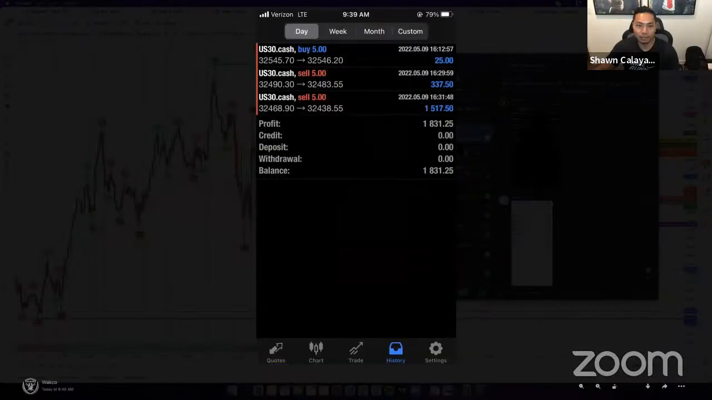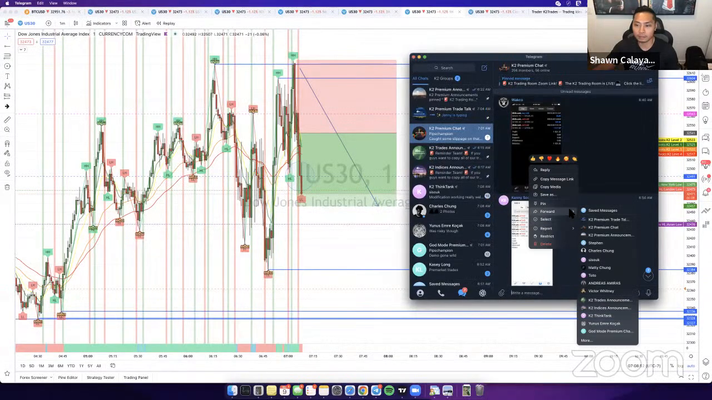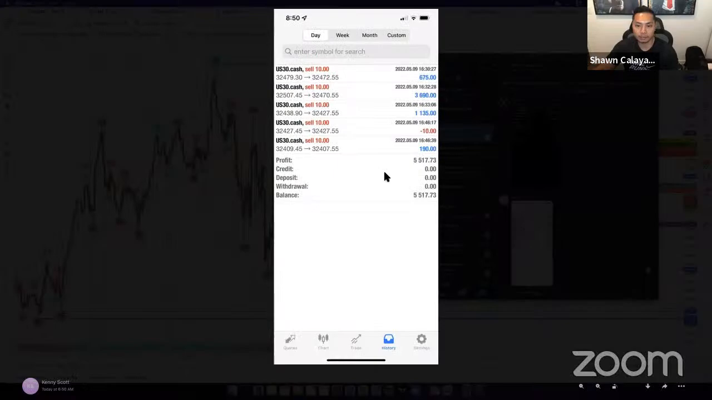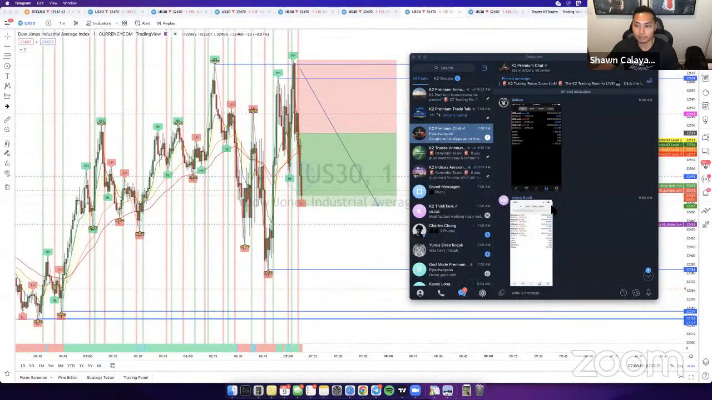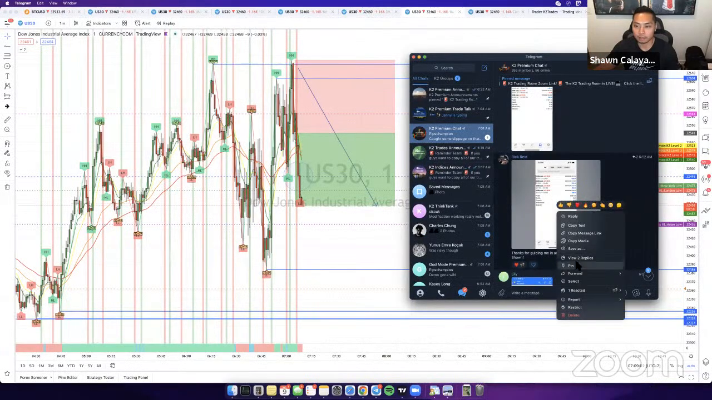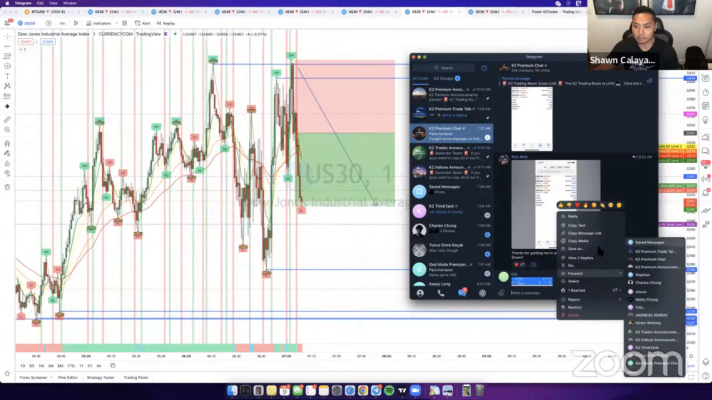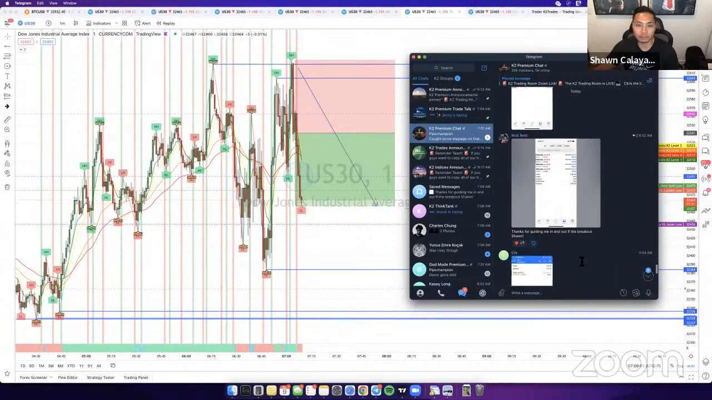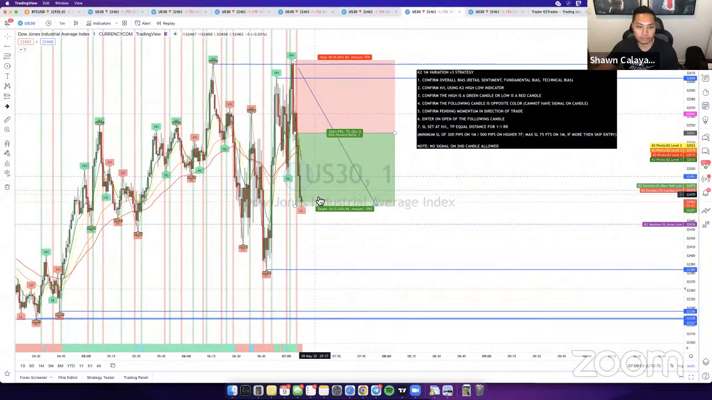Let's see, Al over here sent in his profits. He's taking the sells off my analysis, locked in a total of 1,831. Nice work, Al. Kenny over here took another sell, locked in a total of 5,500. Rick over here took the sell off my analysis, total profit of 2,000 for the day. Great work, Rick. Rick said, thanks for guiding me in and out of the breakout. Definitely, Rick. And here we go with this V3 about to hit full TP. So pretty solid.